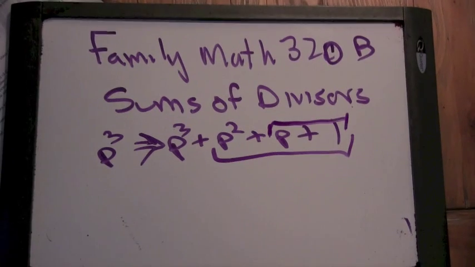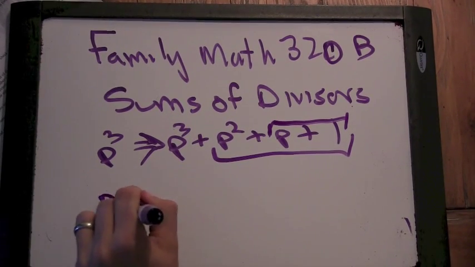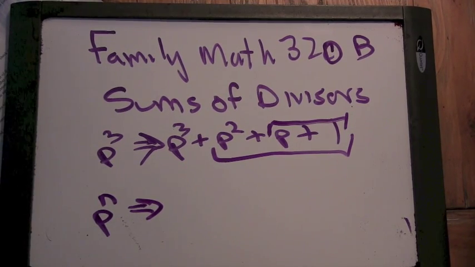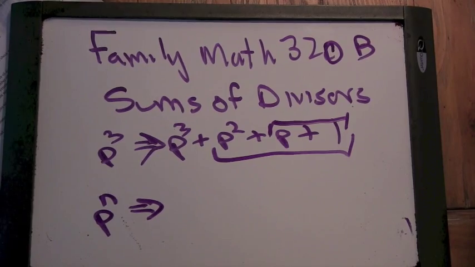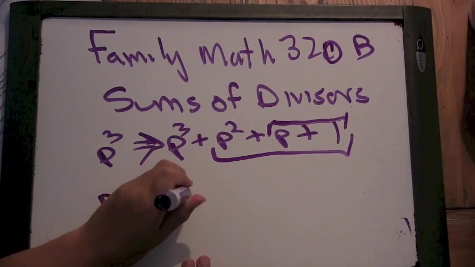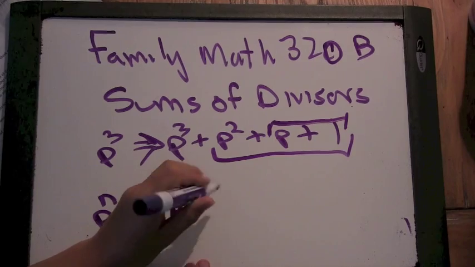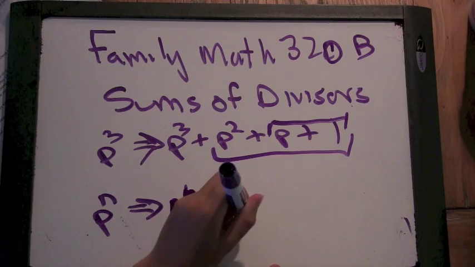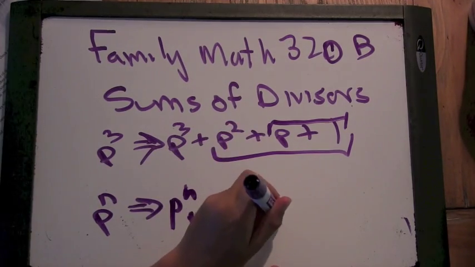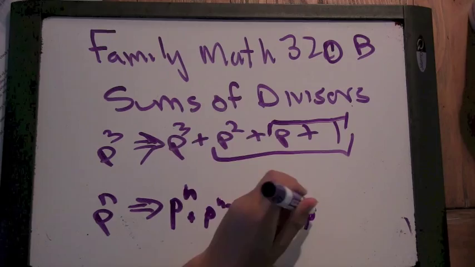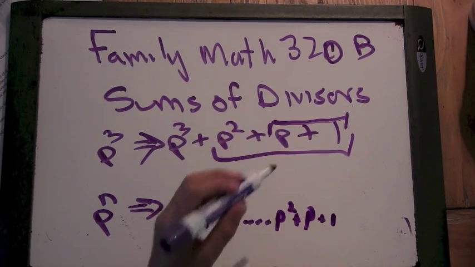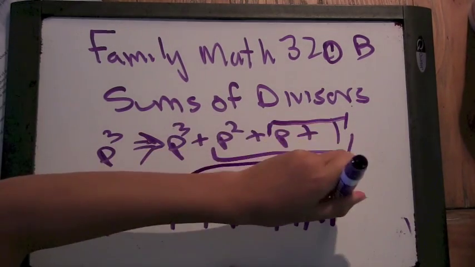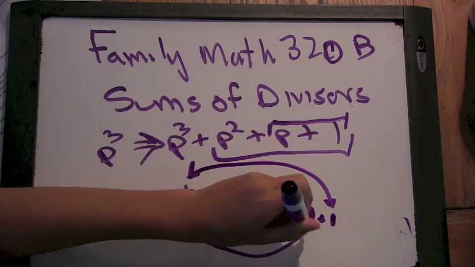So what do you think the formula is going to be for a prime to the nth power? The sum of the divisors of a prime to the n. It would be, you'd have p to the n plus p to the n minus 1 plus p to the n minus 2 plus other down to p squared plus p plus 1. Interesting. Well, because they'd all match up on our divisor charts like this.